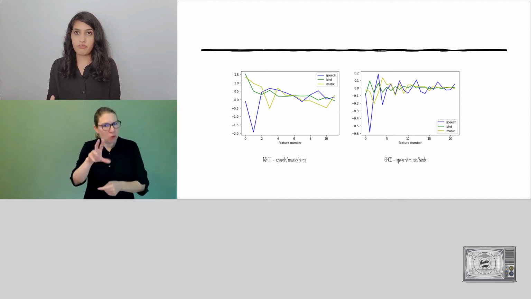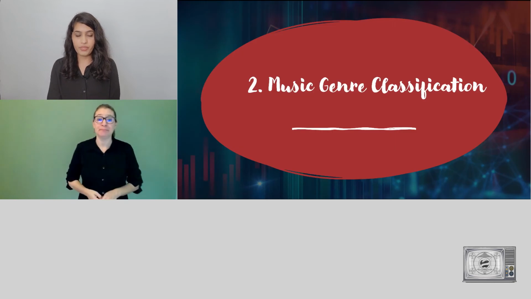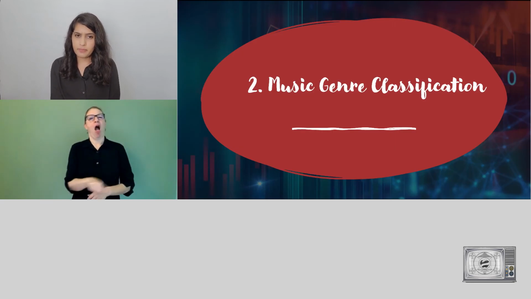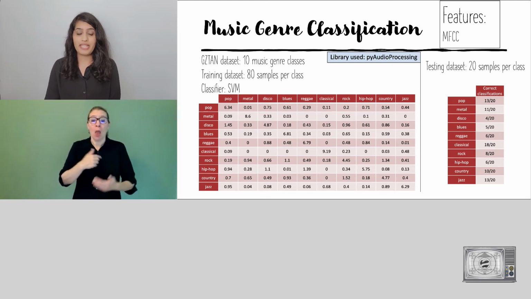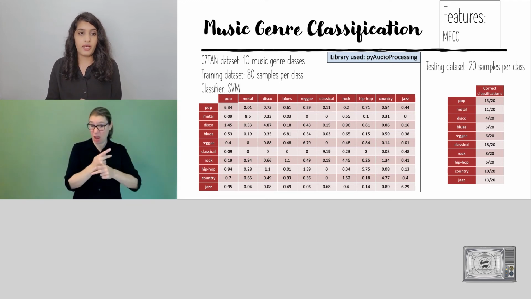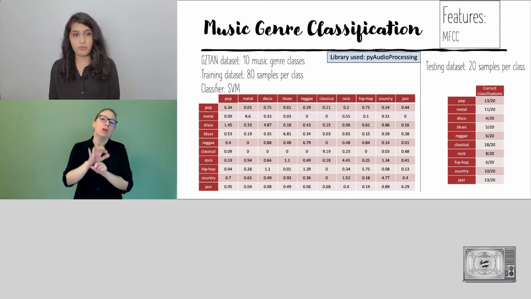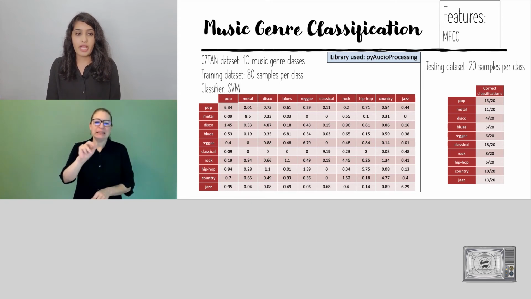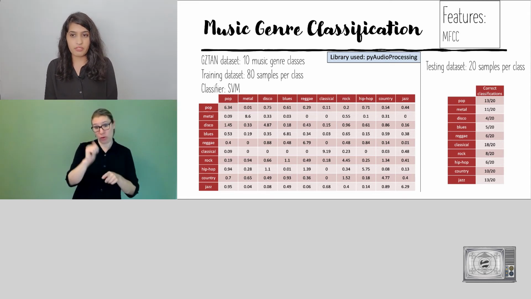So they're both different features and conveying different meaning in this case. Let's consider another example for music genre classifier. In this case, we have 10 music genre classes. It's the GTZAN dataset, a very popular dataset. Link will be in the resources slide. And we used 80 samples per class for training and 20 samples per class for testing.